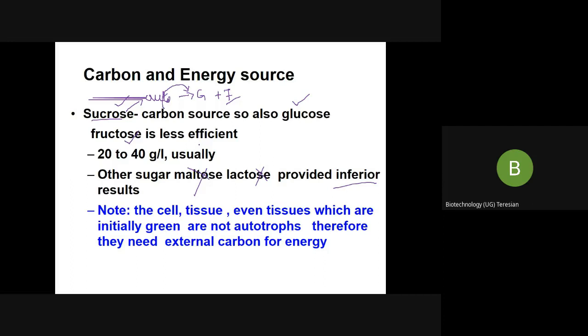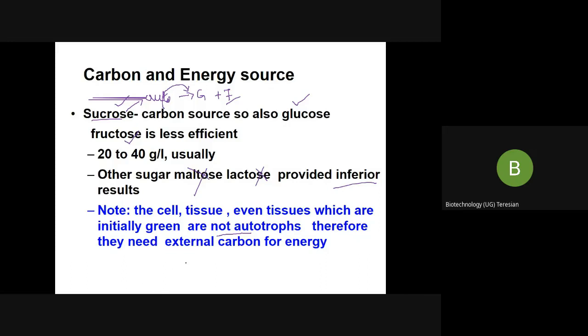And another important point: when we are speaking about carbon and energy, we know that all our plants are photosynthetic, that is in the field. But what about in my laboratory? The cells and tissues do not have chlorophyll, so they are not autotrophs. That is, they cannot synthesize their own food. Sometimes you will see some green color in the plant growing in your laboratory, and you may think that green color is chlorophyll and that it can undergo photosynthesis by itself. No, that is not the case. Your tissue culture plants are not autotrophs.